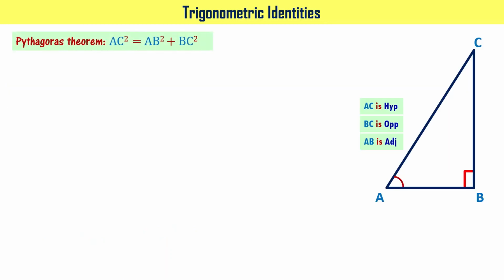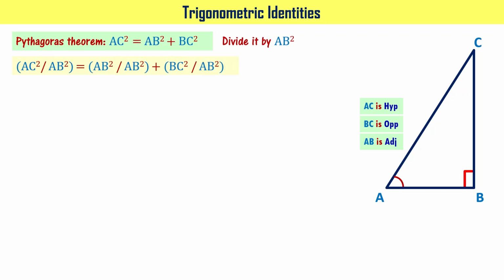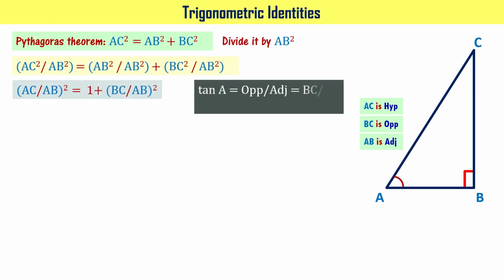Now, let us divide the Pythagoras theorem equation with AB square. When you do that, you get AC square by AB square equal to AB square by AB square plus BC square by AB square, right? That can be written as (AC by AB) whole square equal to 1 plus (BC by AB) whole square.